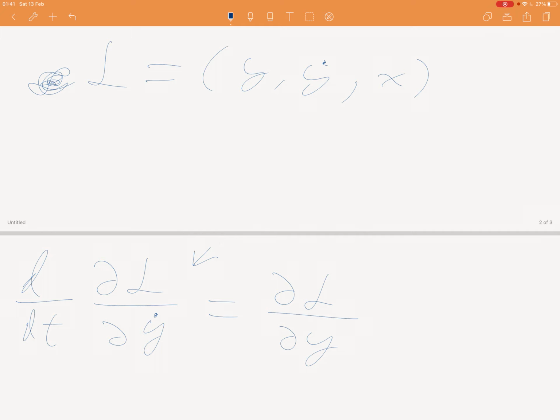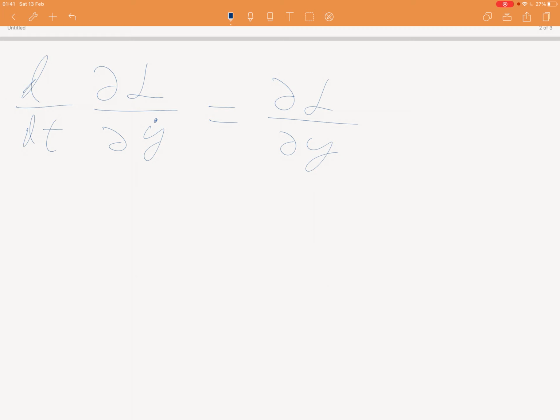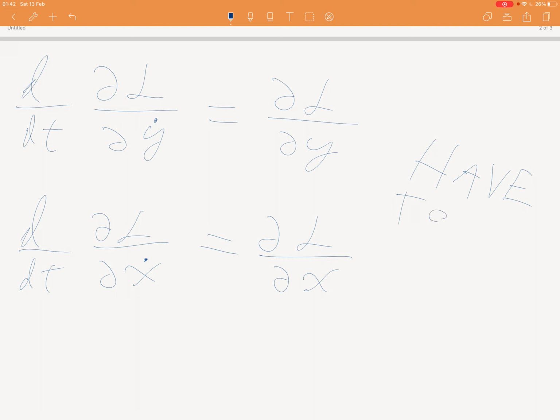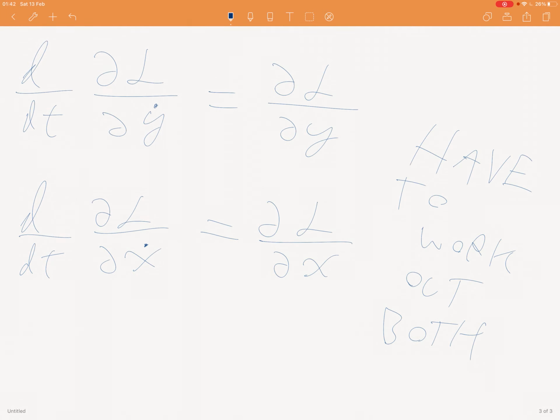Anyways, you also need to do this, but this is probably 0 in the context. Because we don't generally have only one Euler-Lagrange equation. We generally have more. In fact, let me do this.